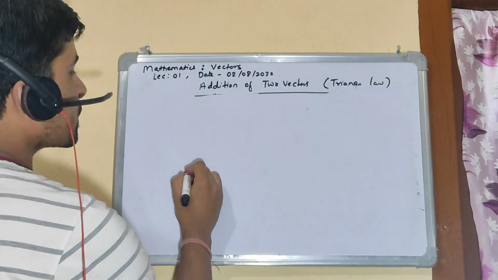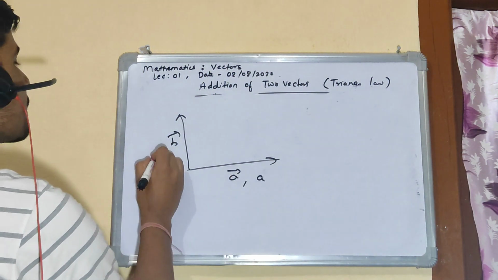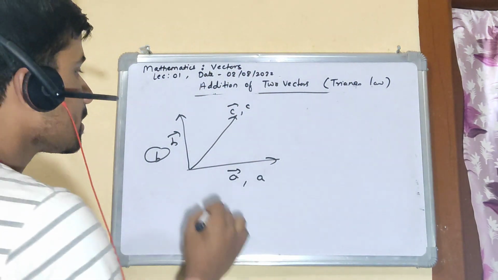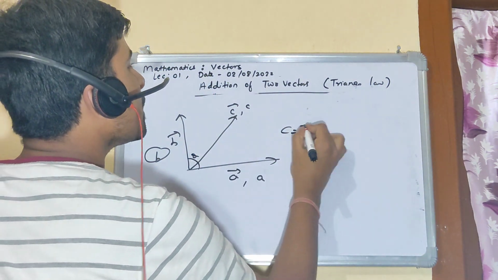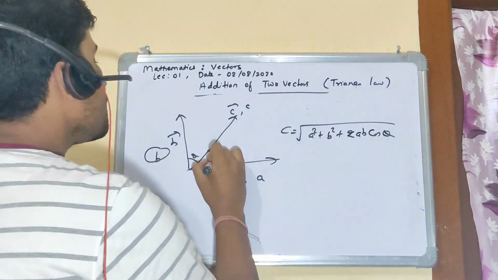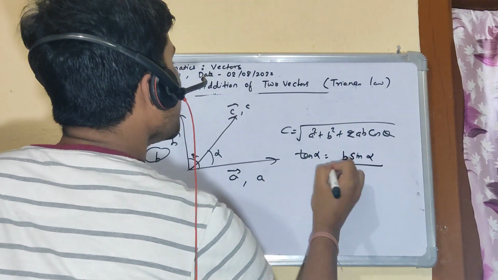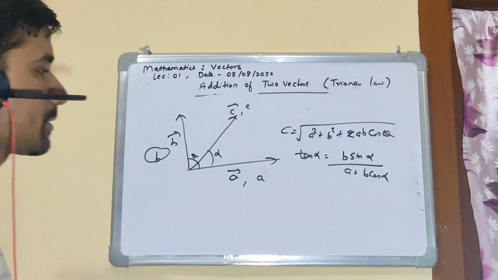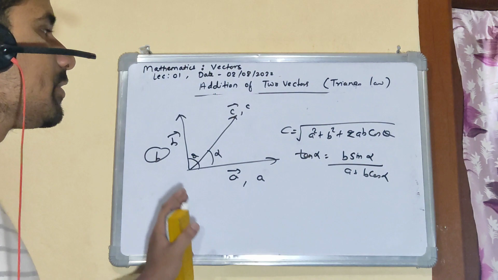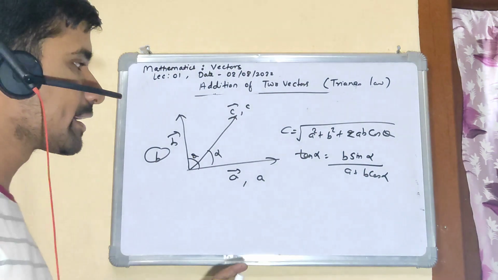So let's say there are two vectors, A vector and B vector. A vector has magnitude A, B vector has magnitude B. So the resultant vector, this is C vector, which has magnitude C, will be given by what? If the angle is theta, C will be given by under root A square plus B square plus 2AB cos theta, right? And if it is making angle alpha, tan alpha will be given by B sin theta by A plus B cos theta, right? So for any calculations in physics dealing with vectors, we'll be using this particular expression to find the addition of two vectors, right? Clear? Okay.